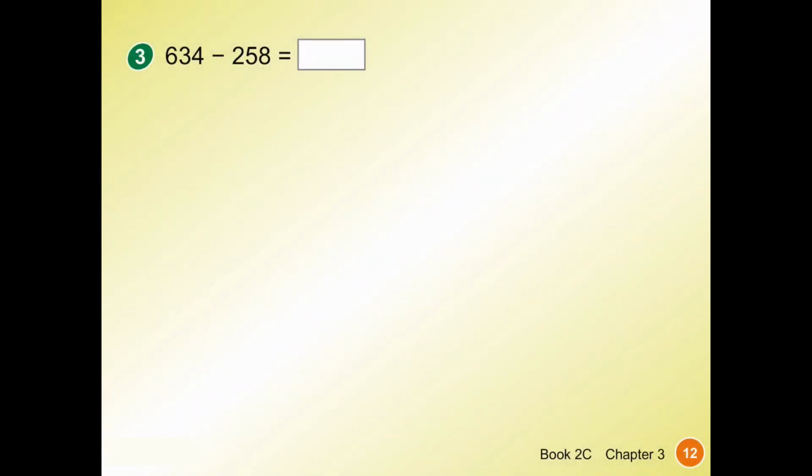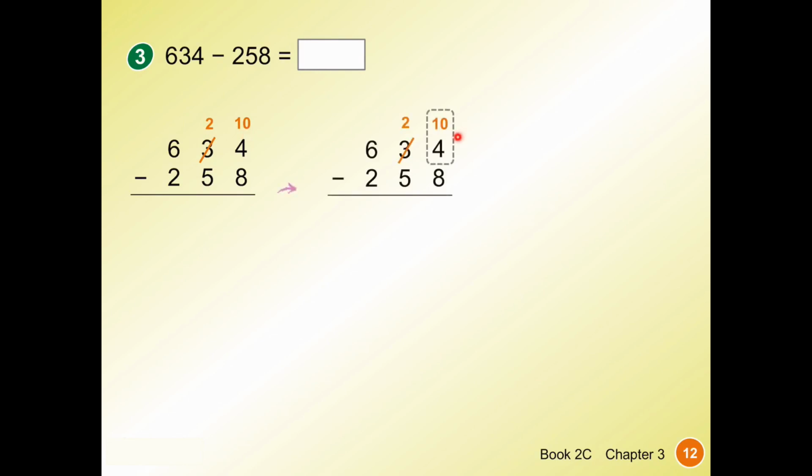Now question number 3. 634 minus 258. I'll go through this question a bit quickly because you guys already know the steps behind the calculation. So for the units column, 4 is smaller than 8. So we need to take 1 from the tens place, cross off the 3, mark it with a little 2, and also remember to mark the little 10 in the units column. So 10 plus 4, 14, minus 8. We have a 6.